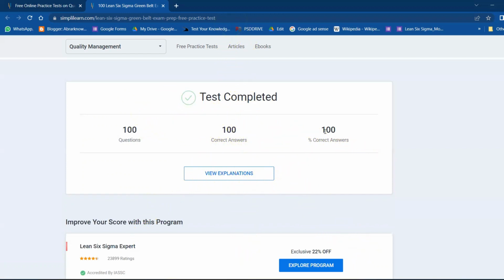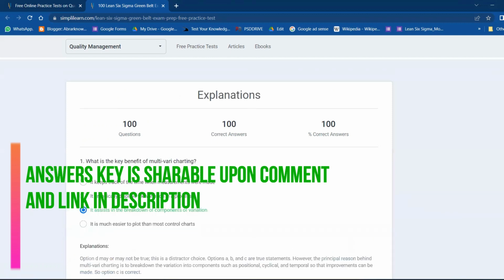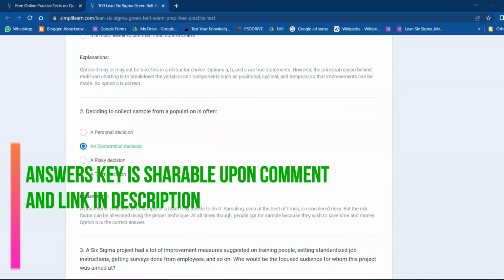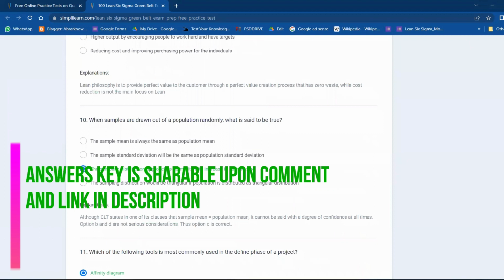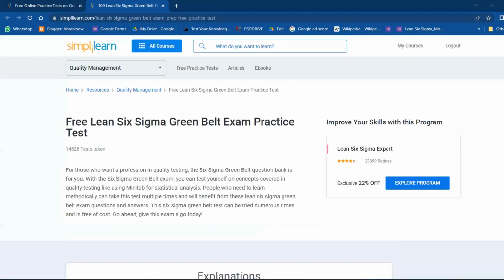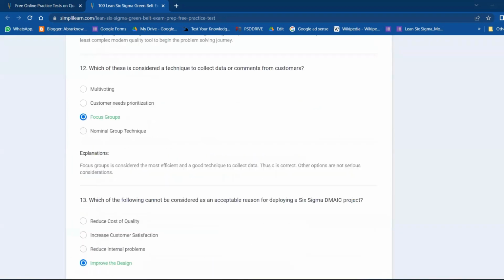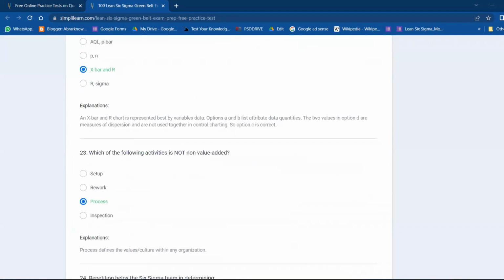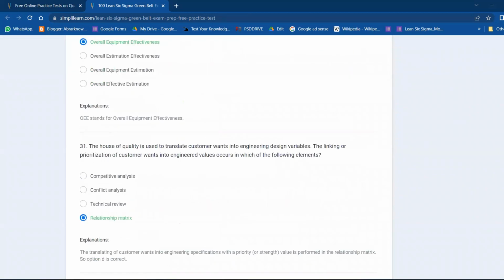And thank you so much for all your support. I will keep this link in the description. You can just have a practice as such. Let's see the view explanation. When you click it, it also gives the explanation that I just added from my side, and you can also have these explanations. You can also try multiple times. I will keep this link in the description so that you can take advantage of all of these 100 questions. And these questions are very helpful to understand Lean Six Sigma better.